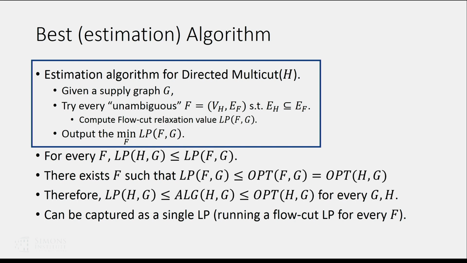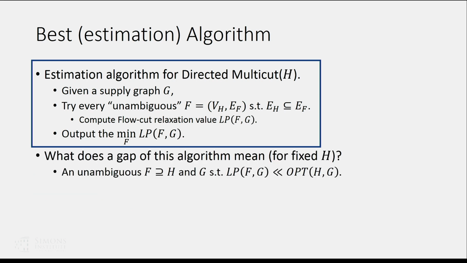I stated this algorithm as an estimation algorithm, but if you really want, these can be captured as a single LP by running a flow cut LP for every possible F, blowing up by a factor of 2 to the k squared. But I didn't present the LP, so what does a gap of this algorithm mean? For fixed H, I'm going to claim that the gap means an unambiguous F and G such that LP FG is less than opt HG.